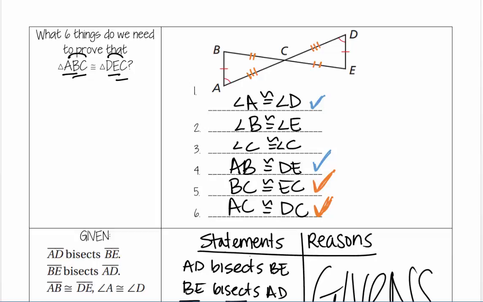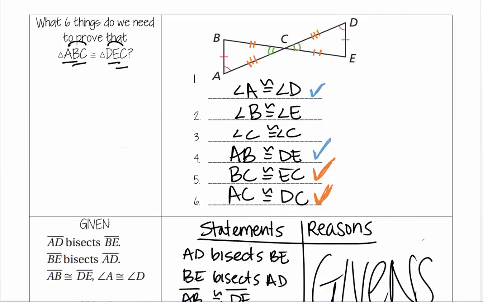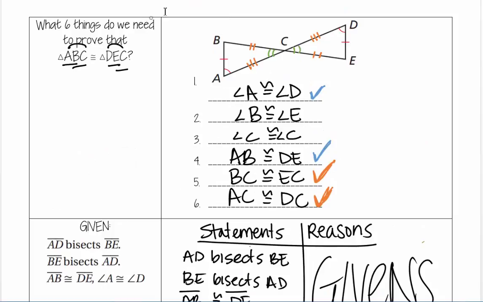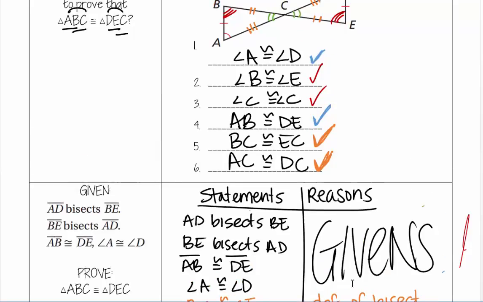Commit to memory that anytime you have a bow tie, anytime you have a thing like this that kind of looks like a bow tie, you will always use vertical angles. So I know that angle C is congruent to angle C because of vertical angles. And then you will always use the third angle theorem if you know two of the angles, just like we did in the last one. So I know these guys have to be the same because the other two angles were the same. So angle B is congruent to angle E by the third angle theorem. So this right there is all six of our things that we need to prove.